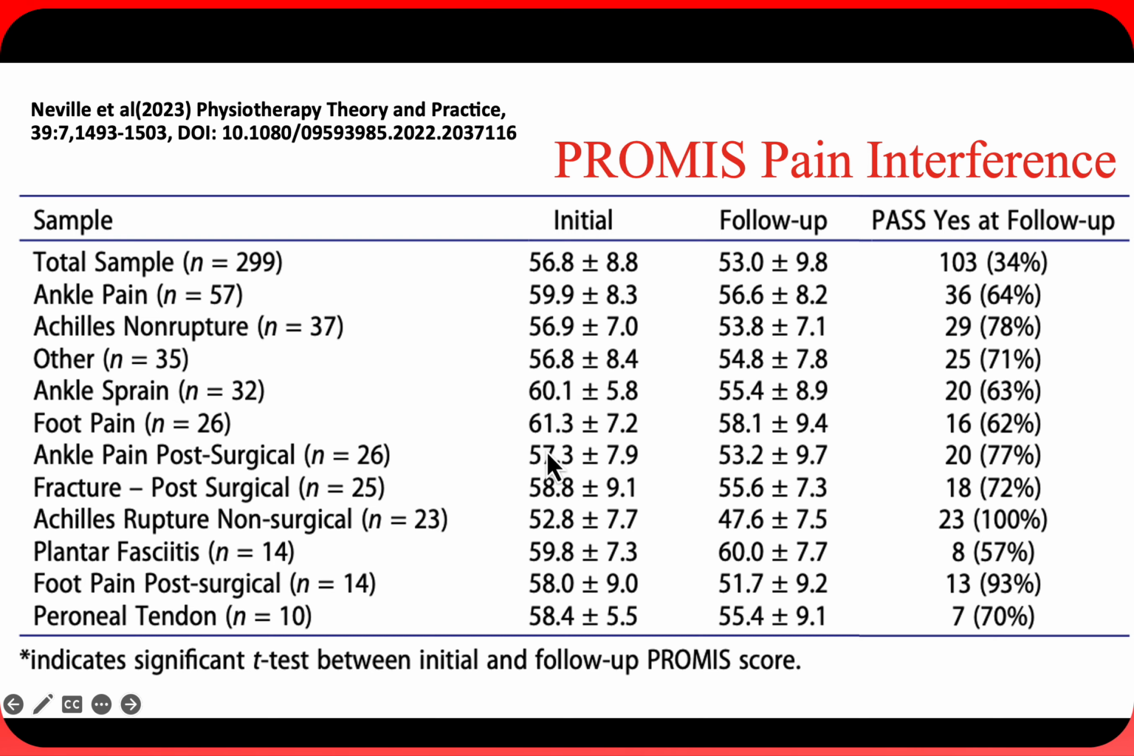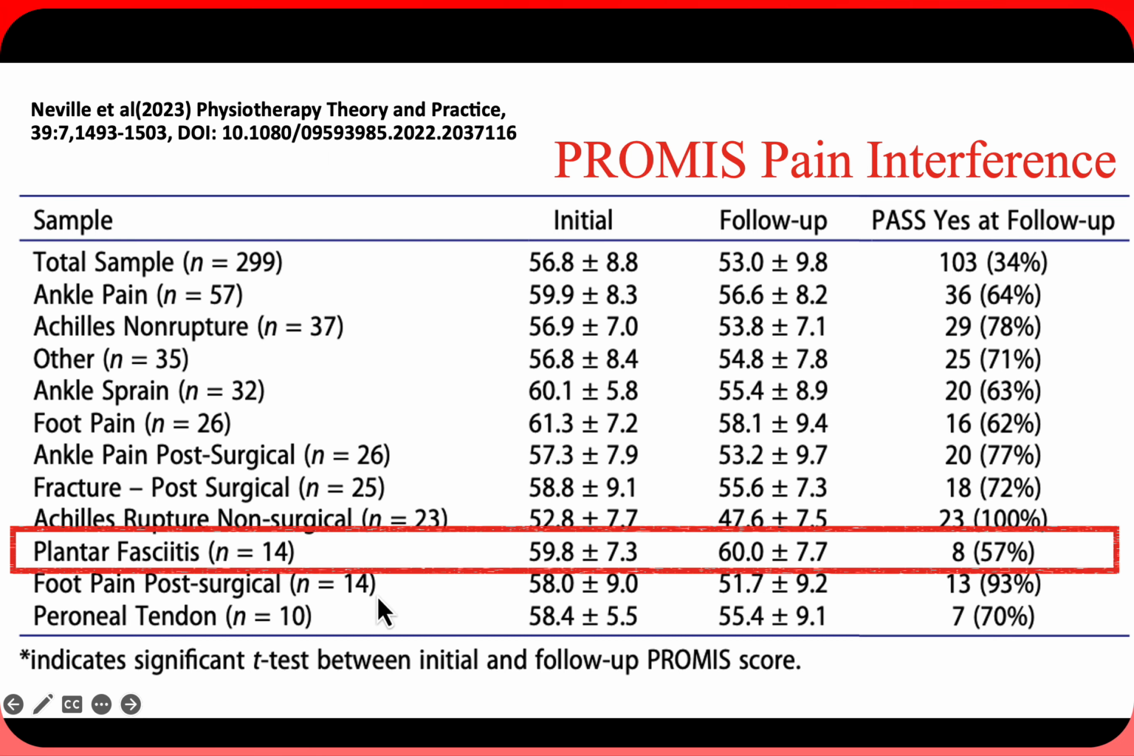What we can remember here is that a PROMIS of 50 is the U.S. average, and a 10 is a standard deviation worse. So basically a 60 here would be a standard deviation worse. We can say ankle sprains at 60, just general foot pain was the highest, 61. Post-surgical pain is 57. Fractures were 58.8 at post-surgical. And then plantar fascia fell at a really high level, 59.8, comparable to the highest level of foot pain problems.